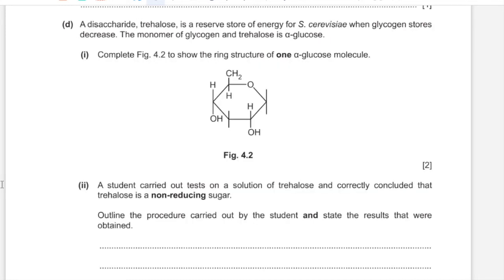A disaccharide, trehalose, is a reserve store of energy for S. cerevisiae when glycogen stores decrease. The monomer of glycogen and trehalose is an alpha glucose molecule. 1. Complete figure 4.2 to show the ring structure of one alpha glucose molecule.